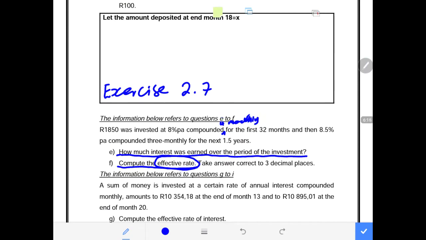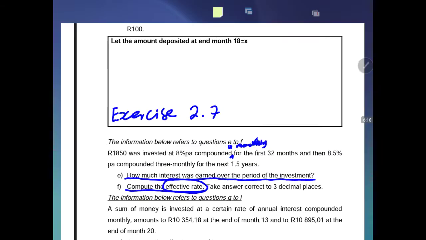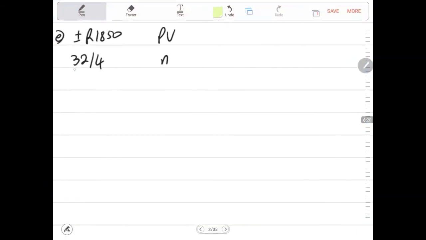Now, if it was compounded every 4 months, then I need to say how many 4-month periods we have in 32 months. As calculated previously, that will be 32 divided by 4, which is 8 times. Then we say our interest was 8%, divide by 3.